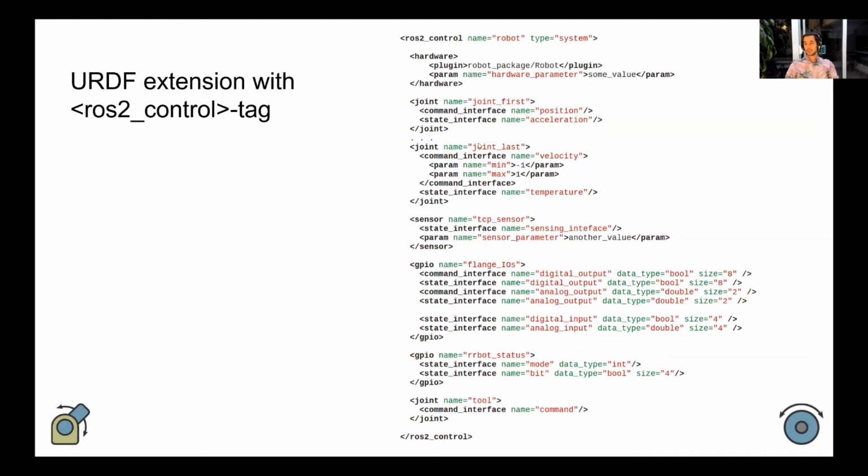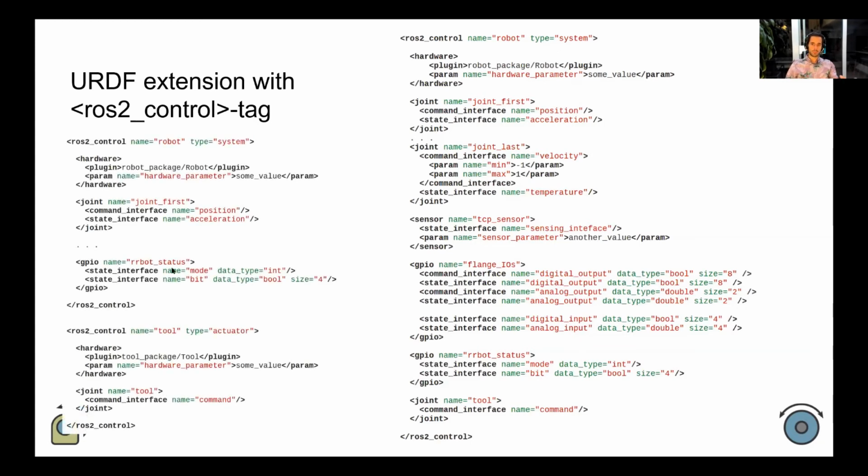That's the idea. The thing is, all of this would end up in one plugin. So if you have separate, for example, your robot from your tool, then you would define two ROS2 control blocks. You can have multiple of those, and then each of those defines its own plugin and all the parameters you need there. So it's basically like you stack them together using URDF tag.